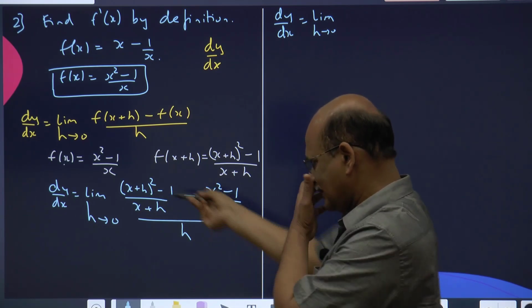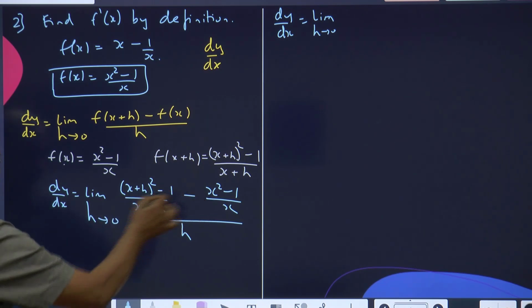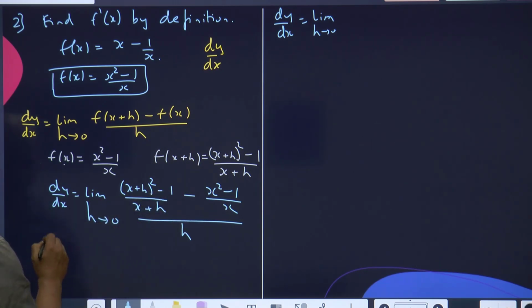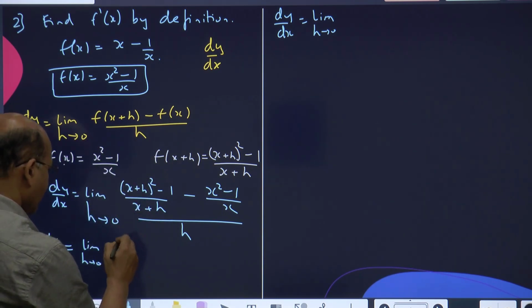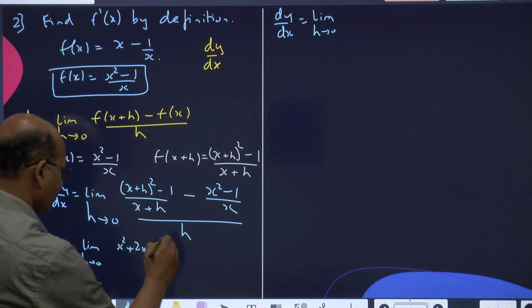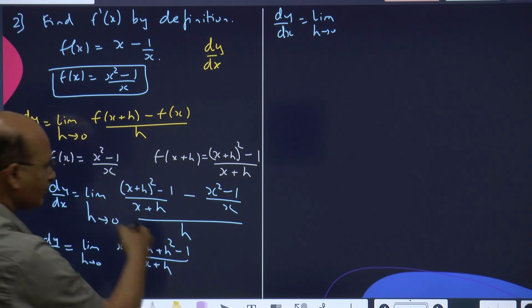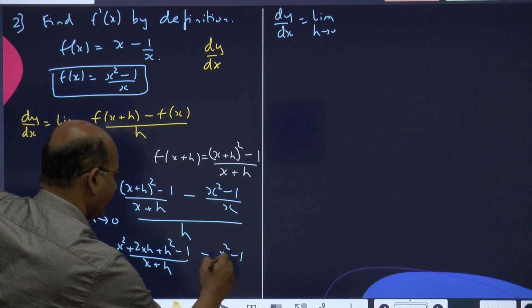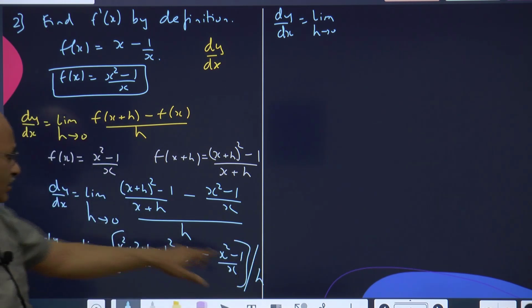So before that, you can simplify here itself. I will tell you what I propose to do. So you can just simplify this. dy by dx will be equal to limit of h approaches 0. I am opening the bracket here, it becomes easier for me. So this will become x square plus 2xh plus h square minus 1 upon x plus h. I applied (a plus b) whole square, minus of x square minus 1 upon x, upon h. This h I took over here.